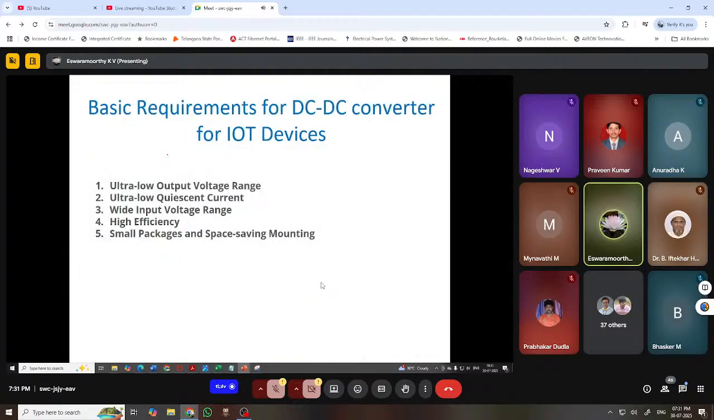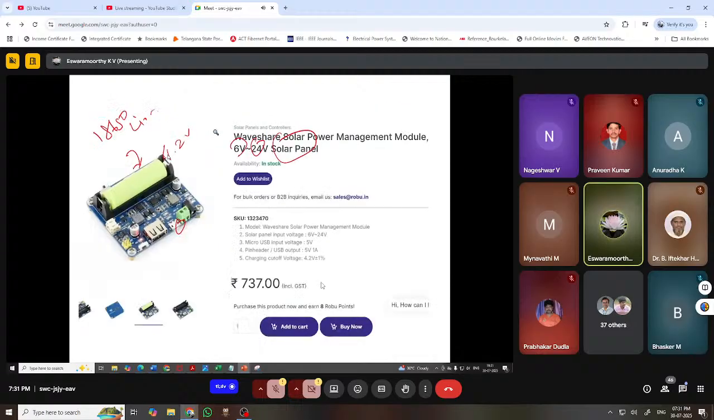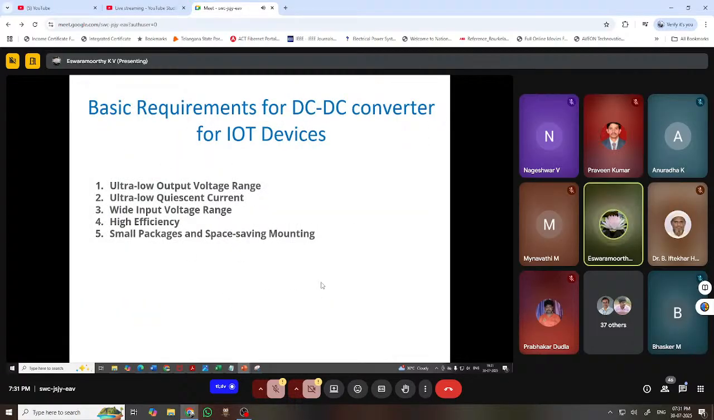Okay, and what are the basic requirements for an IoT DC to DC converter? Let's say we can say that yes, I am going to use a DC to DC converter, but there are some requirements, because here we need an ultra low output voltage range. So we can't say that my DC to DC converter is going to give only 12 volt, 24 volt. It may need to give 3.7 volt or 1.1 volt, depending upon the processor or other sensors required. And ultra low quiescent current. So when it's not operating, what is the current? Otherwise, for operation, what is the current taken by a DC converter?